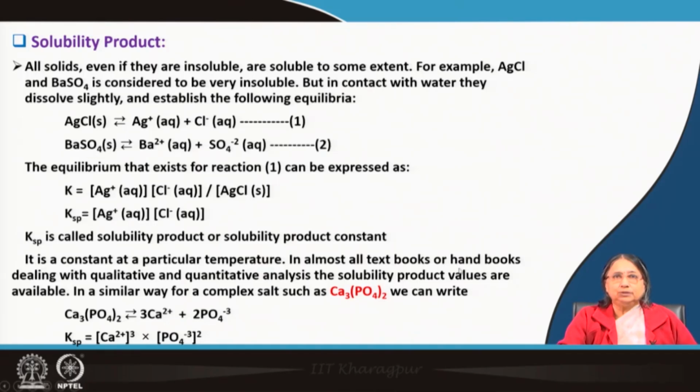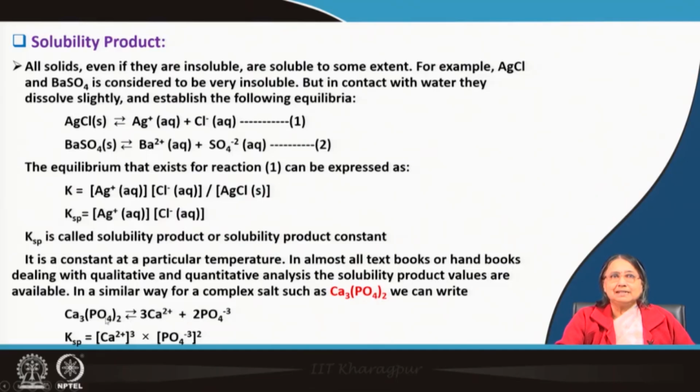In almost all textbooks or handbooks dealing with qualitative and quantitative analysis, the solubility product values are available. You can see it as a list, showing the solubility product values at 25 degrees centigrade. In a similar way, AgCl and barium sulphate are very simple formulas, so developing the equilibrium expression is very easy, but for a salt like calcium phosphate, Ca3(PO4)2, how to develop the equilibrium expression has been shown.